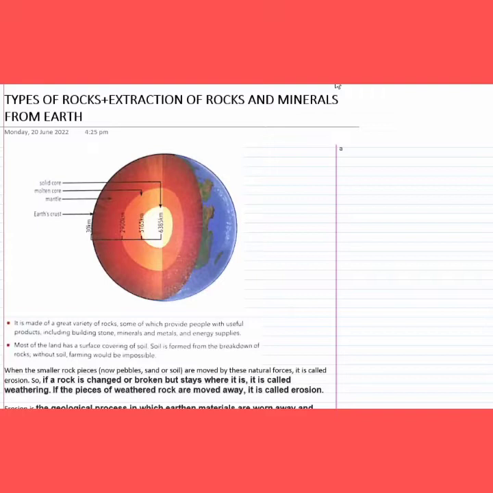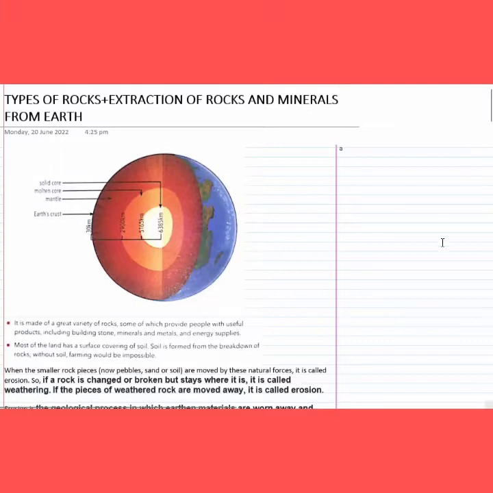Okay, then if you ask about the importance of crust, the importance is basically that it's made up of a great variety of rocks, which means that people can use it for building stone, for energy supplies, for minerals, for metals, right? And then most of the land has a surface covering of soil, and soil is the loose material in which plants grow, right? So that's again a very important factor, that we have the idea of mineral extraction and we have the idea of agriculture. So that is why crust is very important to us.